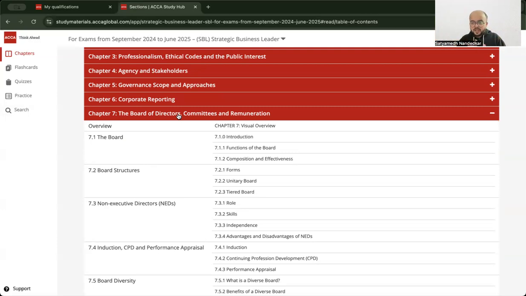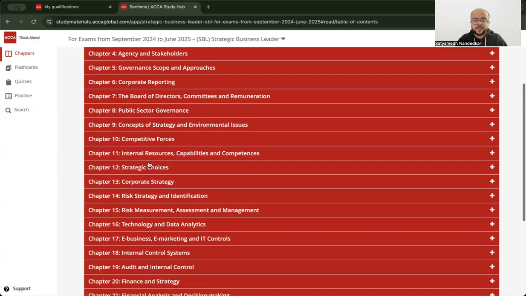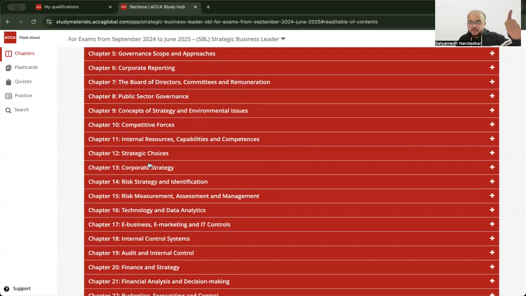How should the board of directors be structured? What is the ideal composition of the board? Should the board of directors later on be broken down into smaller committees? We'll try to understand that. What are the roles of these committees? How do you decide the basis of remuneration? How to tackle a public sector entity situation?